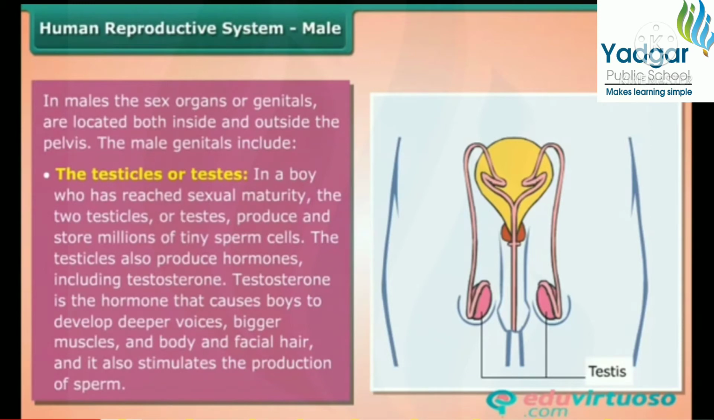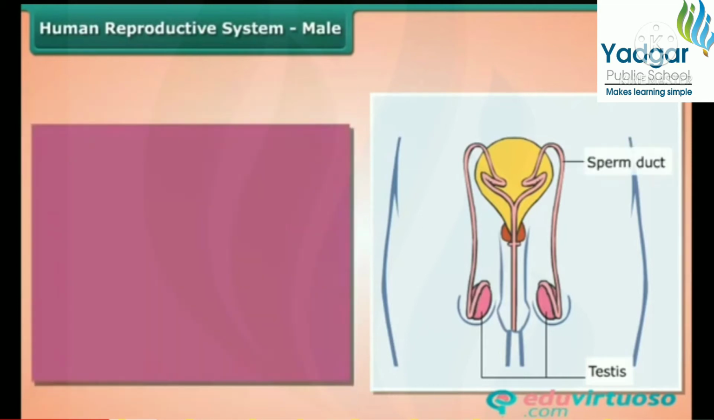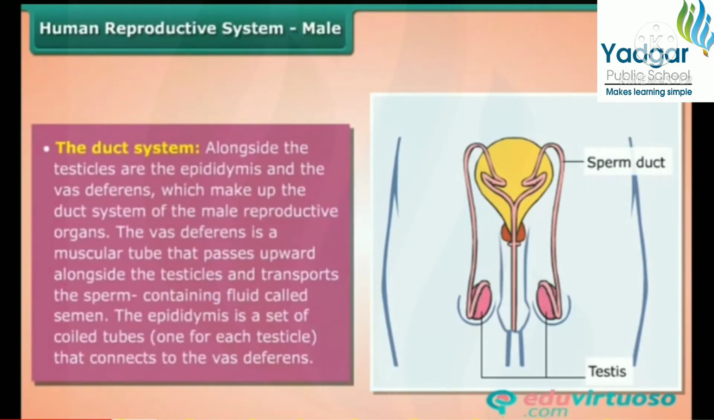Testosterone is the hormone that causes boys to develop deeper voices, bigger muscles, and body and facial hair, and it also stimulates the production of sperm. The duct system. Alongside the testicles are the epididymis and the vas deferens, which make up the duct system of the male reproductive organs. The vas deferens is a muscular tube that passes upward alongside the testicles and transports the sperm containing fluid called semen. The epididymis is a set of coiled tubes, one for each testicle, that connects to the vas deferens.